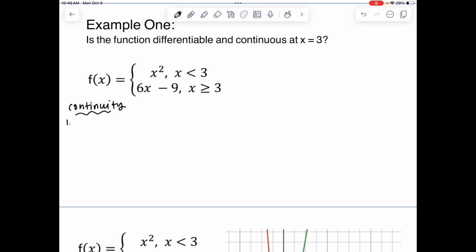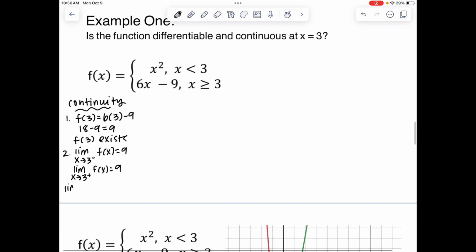The piece with x greater than or equal to is the one with the point. So f of 3 equals 6 times 3 minus 9, 18 minus 9 equals 9. So f of 3 exists. Now I'm going to check my limits. The limit as x approaches 3 from the left of f of x is going to be 3 squared, which is 9. And then I already figured out the right one because I used it to find the point, and that's going to be 9. So the limit exists, because the limit as x approaches 3 from the left of f of x equals the limit as x approaches 3 from the right.